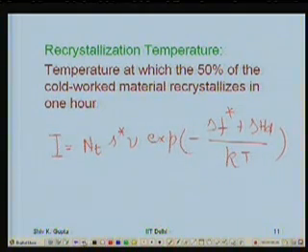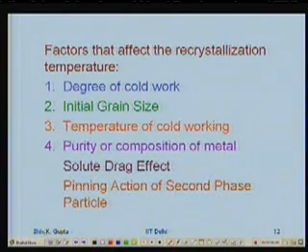Now let's look at the parameters which control the temperature of recrystallization. First is the degree of cold work. That means the more cold working you do, the more dislocations are stored, so the dislocation density is higher. When delta G is higher, delta F star will be smaller. If delta F star is smaller, the nucleation rate will be faster. That means the recrystallization rate will be faster.